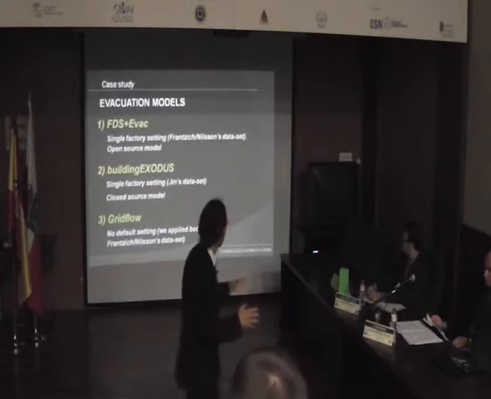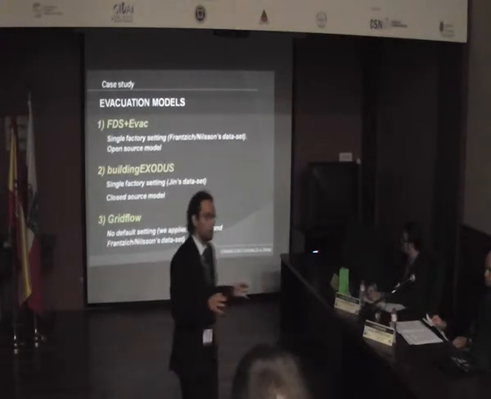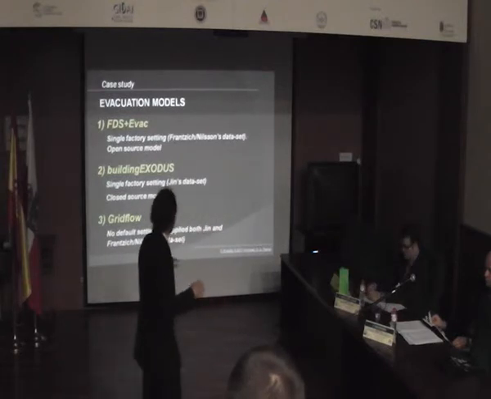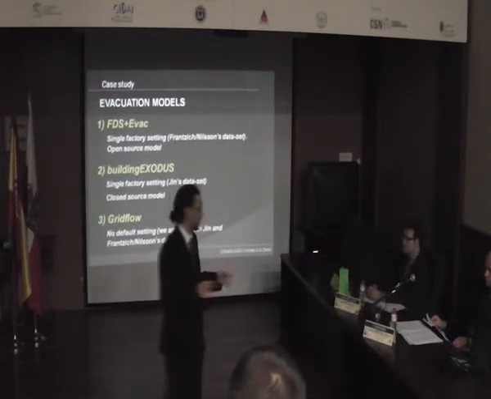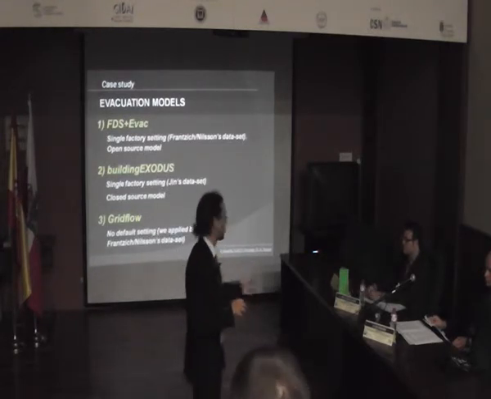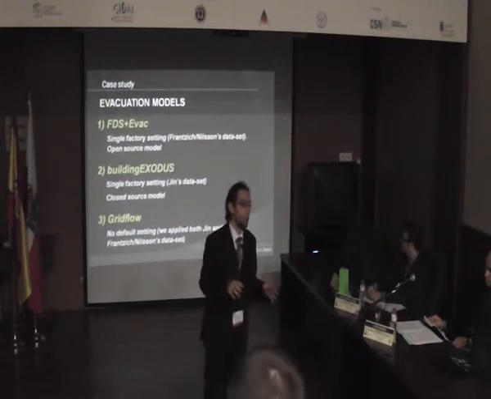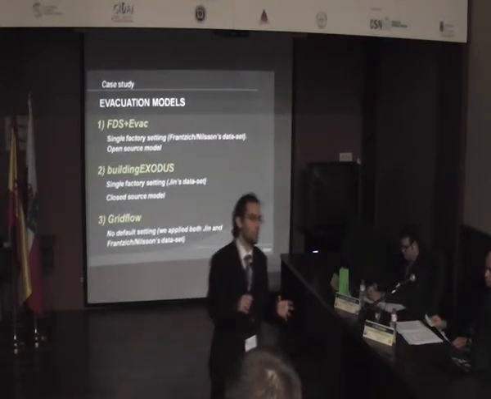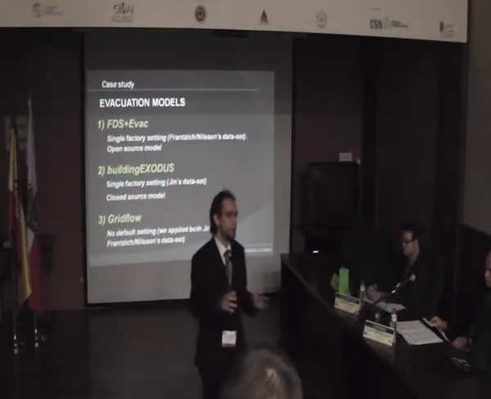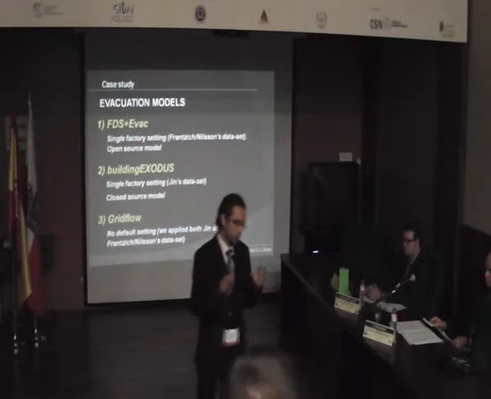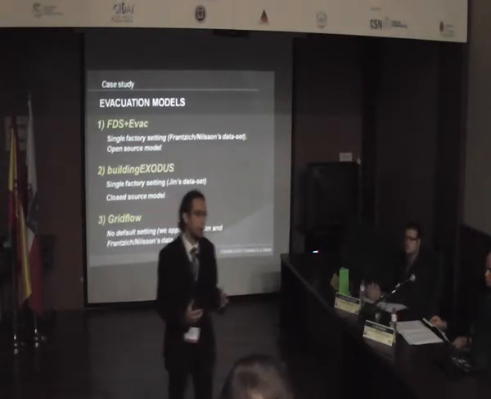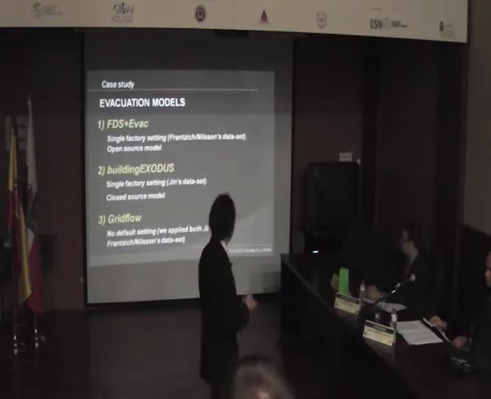Everything is open, so we can play with the model as we want, because it's an open source model. Then buildingEXODUS is a single factor setting, using the Jeans dataset, so the other dataset, and this is a closed source model. So if we want to use something that is different, a different condition, we should use our expertise for simulating a different impact of visibility condition on speed.